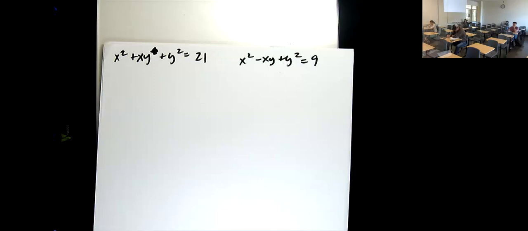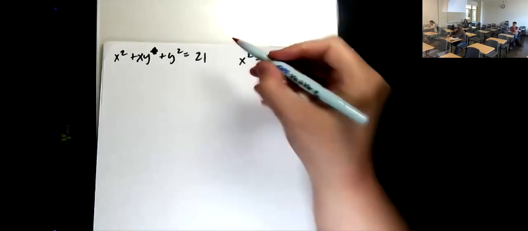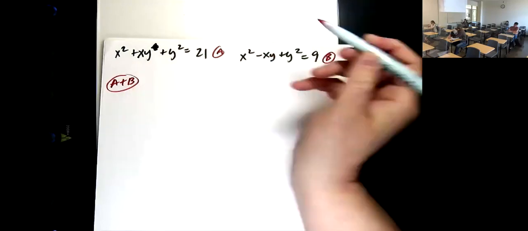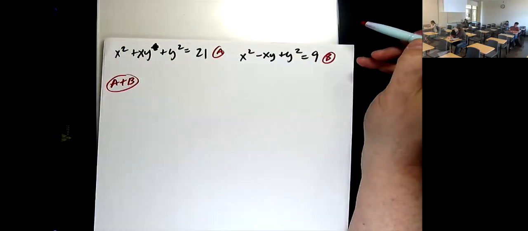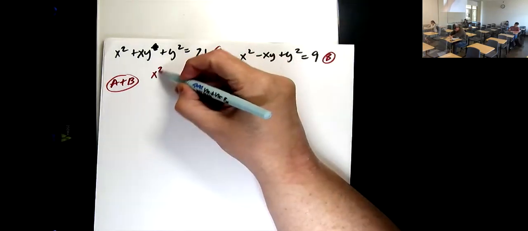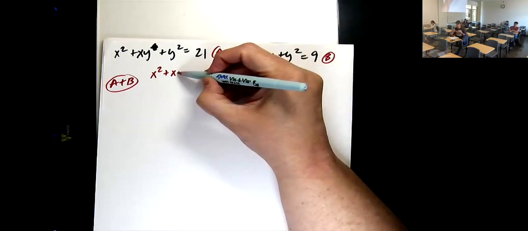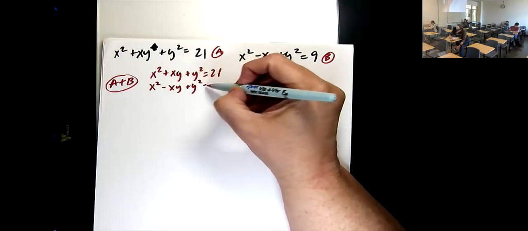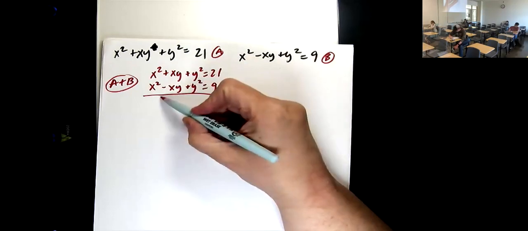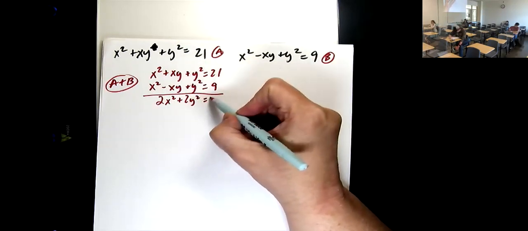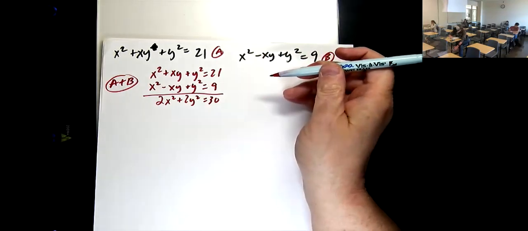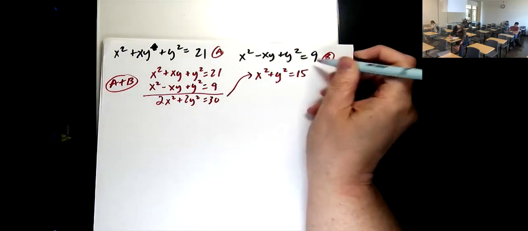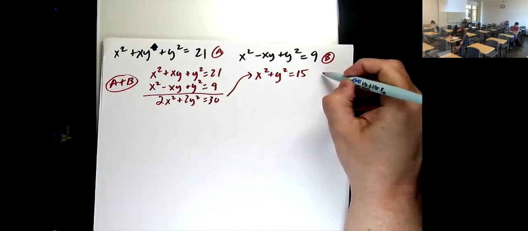Well, right now, if I call this A and B, it looks like I could add them together pretty easy. A plus B. Maybe I'll rewrite them on top of each other. So when I add them, I get 2x squared plus 2y squared equals 30, or x squared plus y squared equals 15, since they're all even numbers. I'll call that equation C.